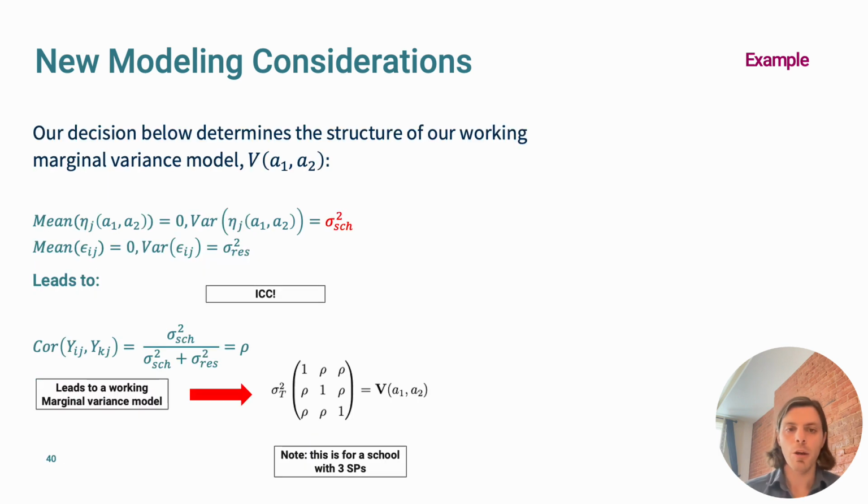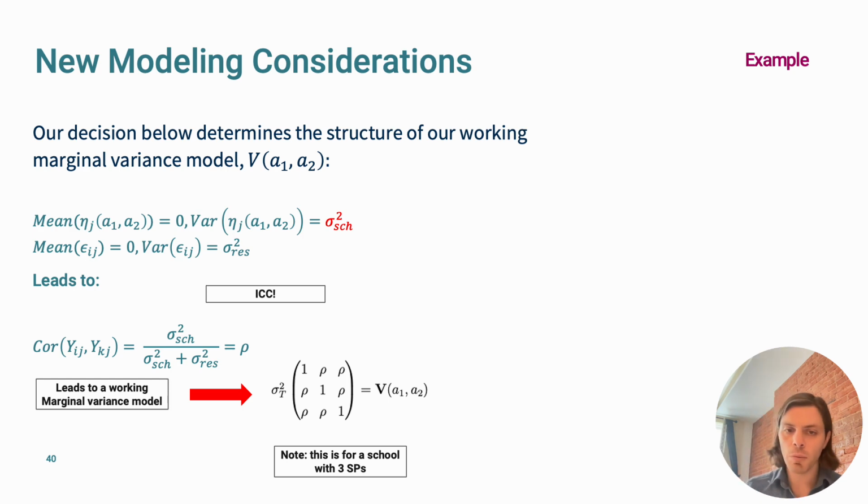Well, bear with me. Because the decision we make about what the variance of that eta j is, the variance of our school level random intercept, that's going to determine the structure of our working marginal variance model, of our V of A1, A2. And while for now we've said it's just going to be sigma squared sub school, we don't need to make that assumption. But what do I mean by this?